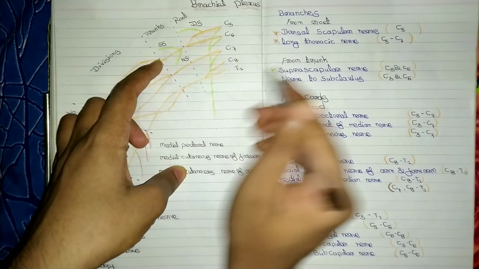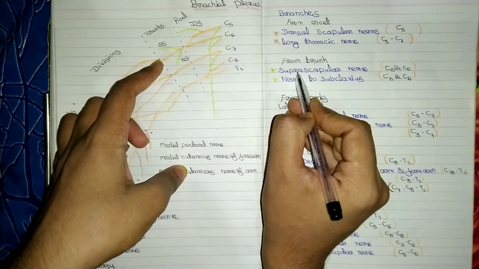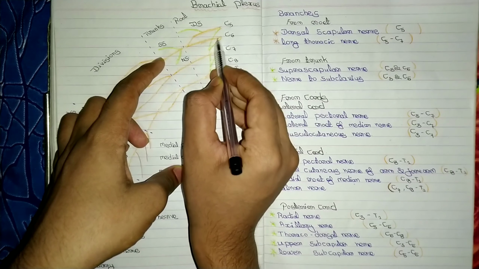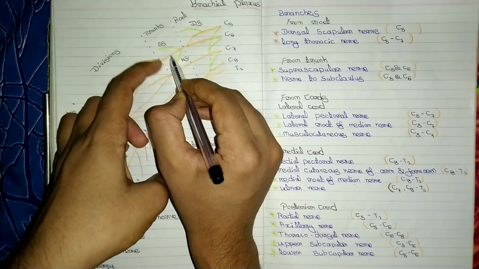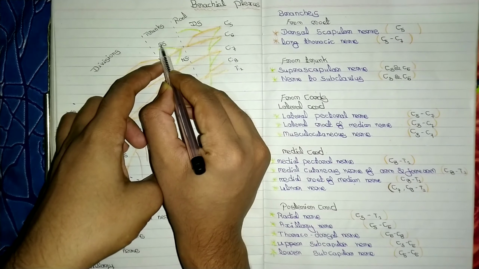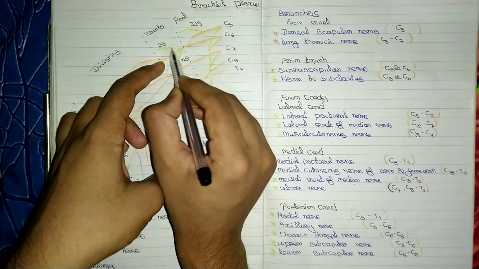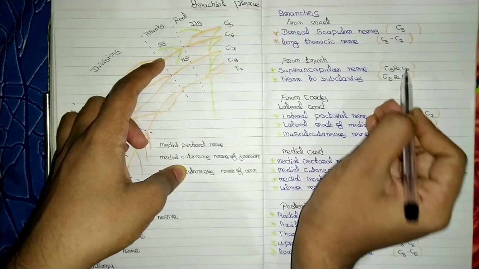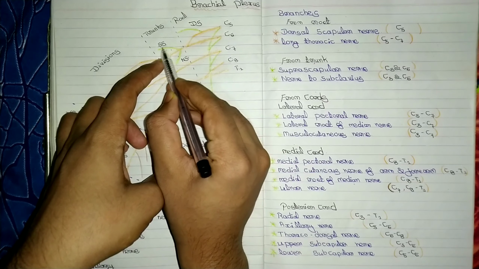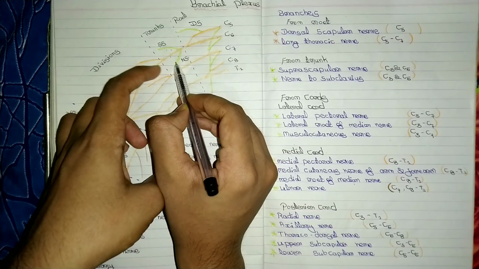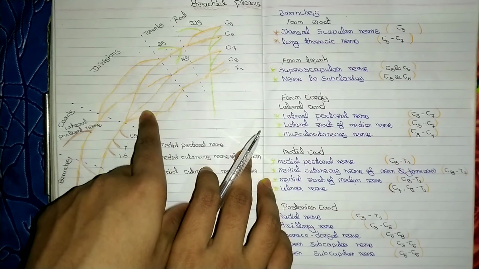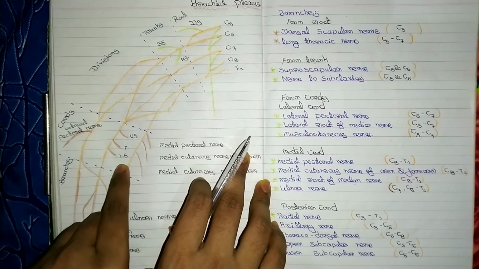Branches from the trunk. This is the trunk. From the trunk, two nerves arise: the suprascapular nerve and the nerve to subclavius. C5 and C6 combine and form the upper trunk, so these nerves arising from the upper trunk should have root value of C5 and C6. The divisions have no branches. Now branches from the cords.